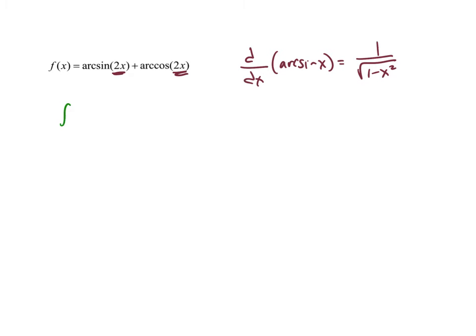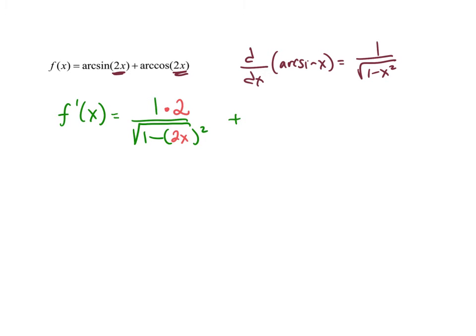So if I want to find the derivative of this, the derivative of arc sine is 1 over the square root of 1 minus something squared. Now I say something because it's not just x in this case. In this case, it's 2x. And so I have to make sure whatever's in that function stays in that function. And then by the chain rule, I'm also going to multiply by the derivative of that inside function. So I'm going to multiply by a 2 because the derivative of 2x is 2.